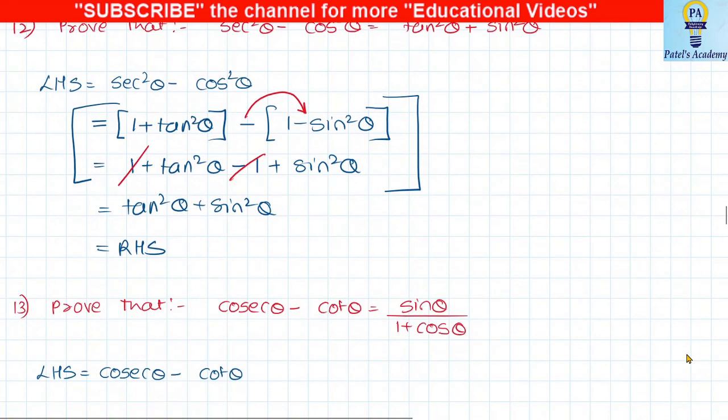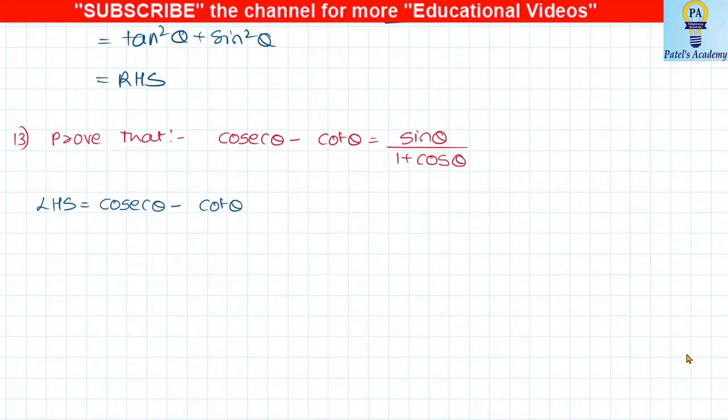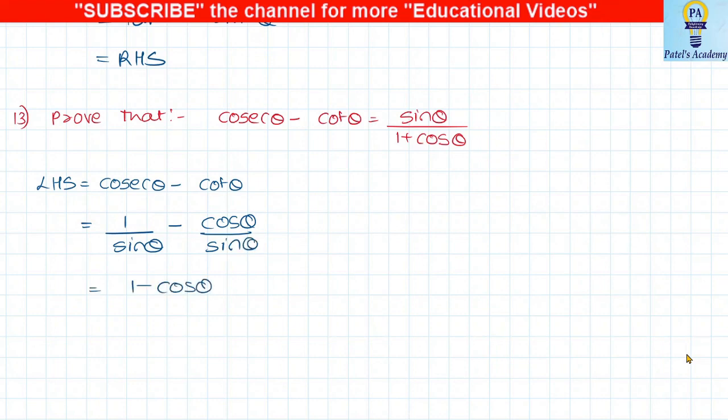Okay, now let's see the next one, the 13th one. Here also I have taken LHS. So if you see on the RHS, we have everything in terms of sin and cos. So let me try that. I'll convert this into sin and cos. So cosec theta is 1 upon sin theta. Cot is cos upon sin, so cos theta upon sin theta. So what I got is 1 minus cos theta upon sin theta.